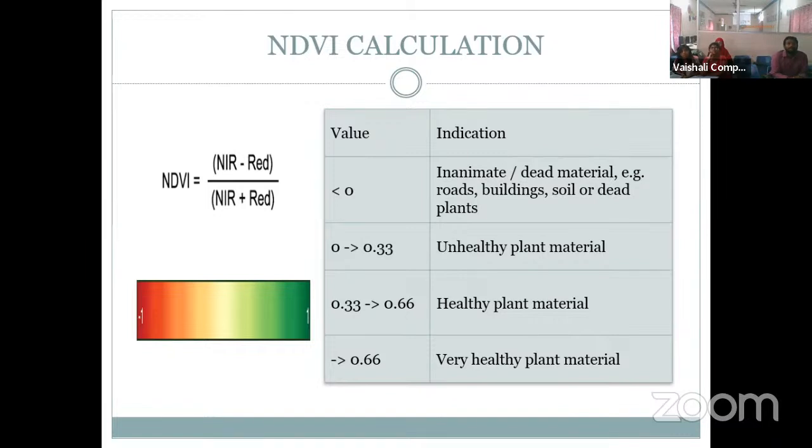If we have an NDVI value less than 0, it indicates that it is a dead plant, or a road, or a building, or soil. If the value of NDVI is between 0 and 0.33, it indicates that the plant has some issue and is unhealthy. A value of 0.33 to 0.66 indicates healthy plant material. If the value is more than 0.66, the photosynthetic activity is very good. Next slide.